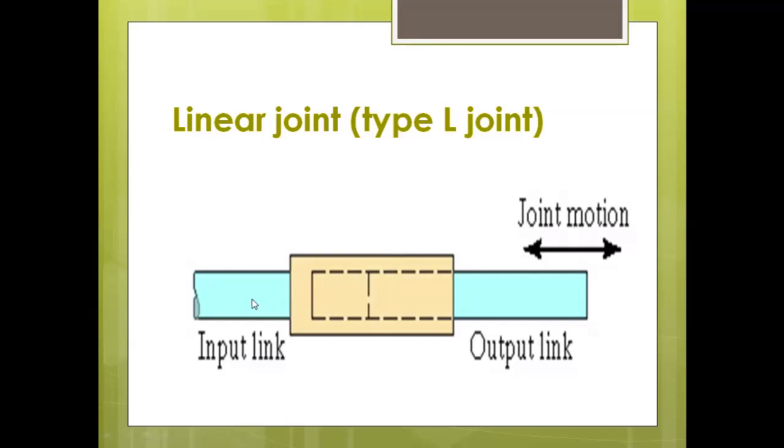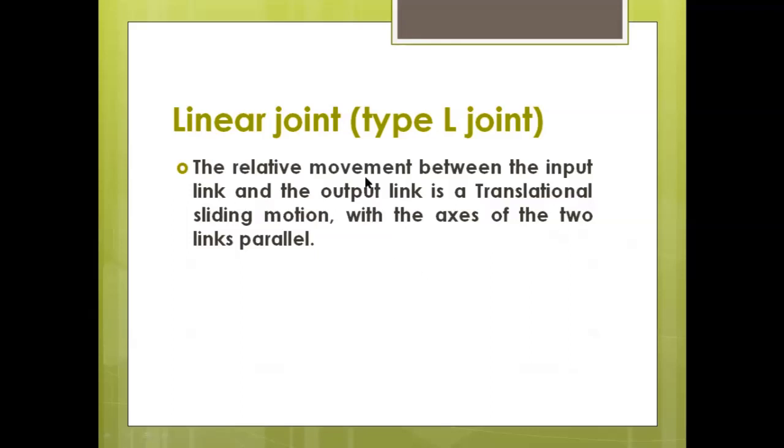In this case, the axis of the input link is parallel to the axis of the output link. Both input link and output link axes are parallel to each other, and it gives relative translational motion between input and output link. You just observe here, the relative movement between the input and output link is a translational sliding motion with the axes of the two links parallel.